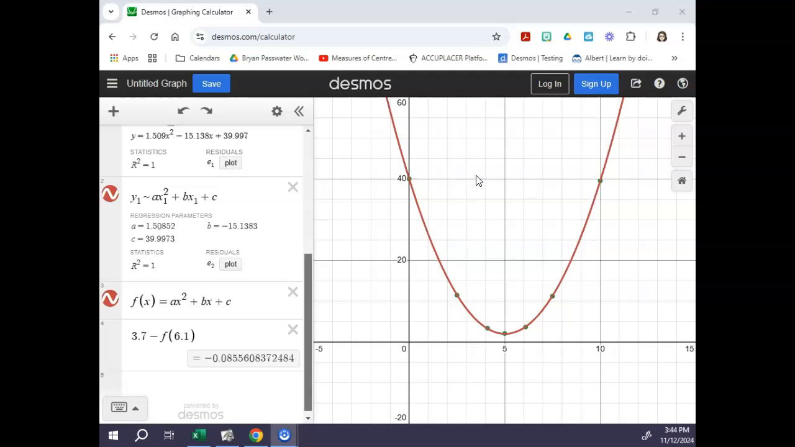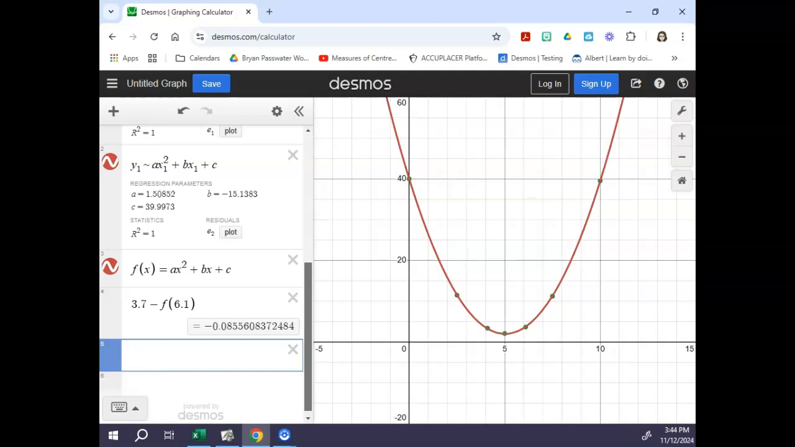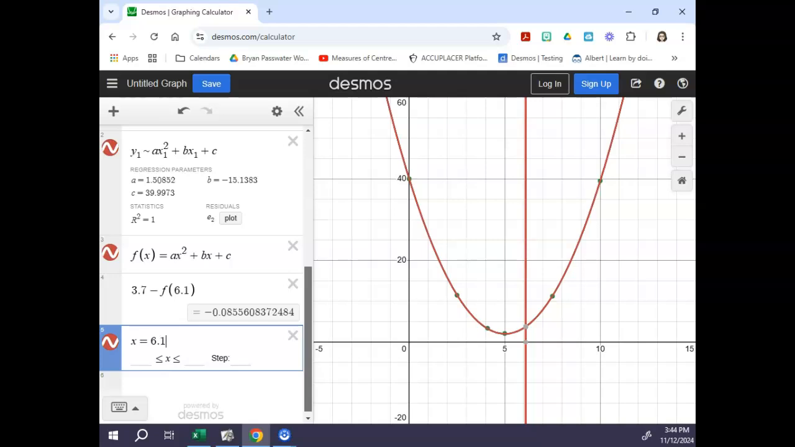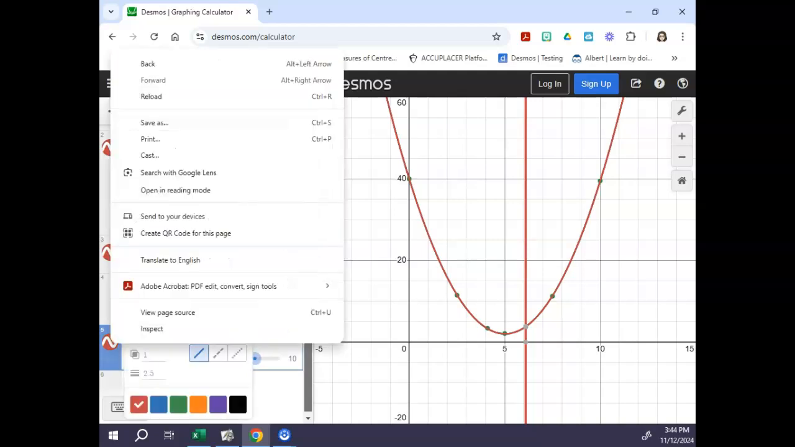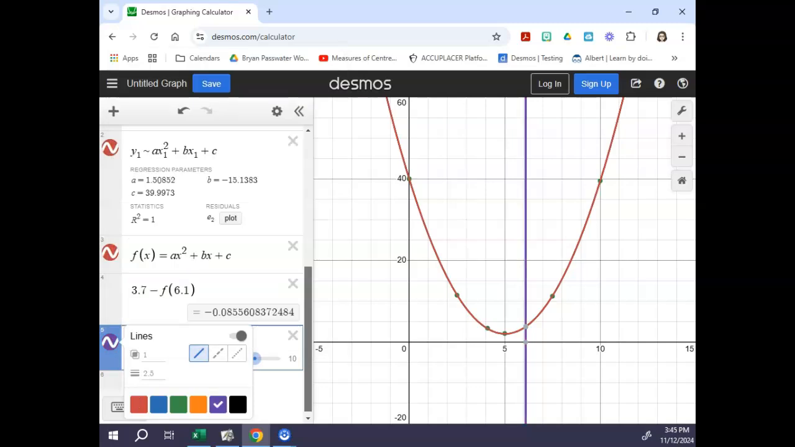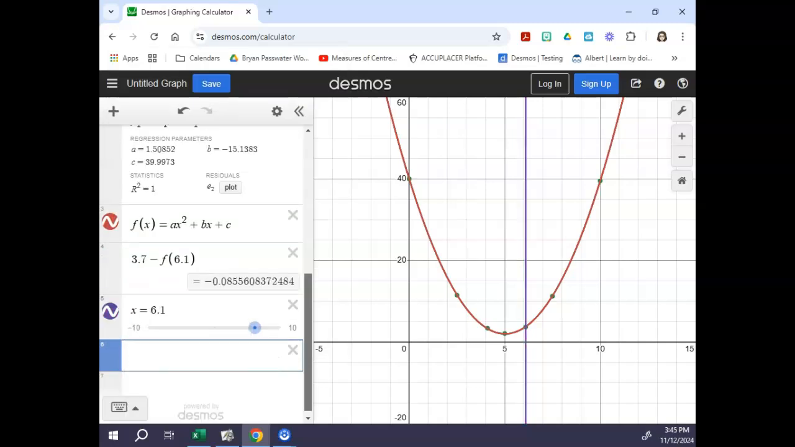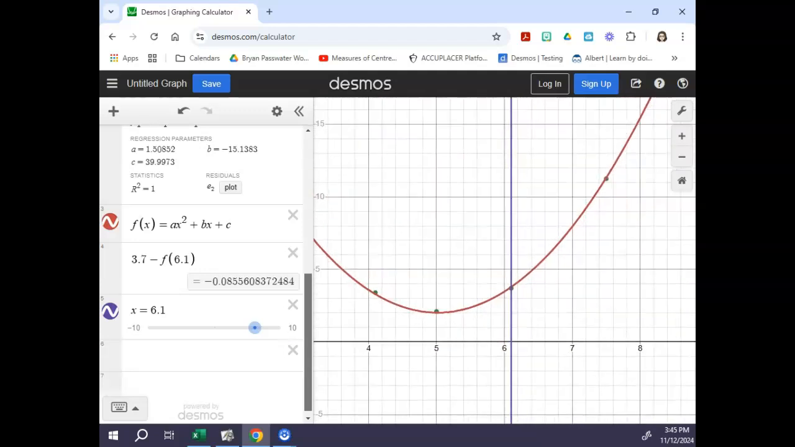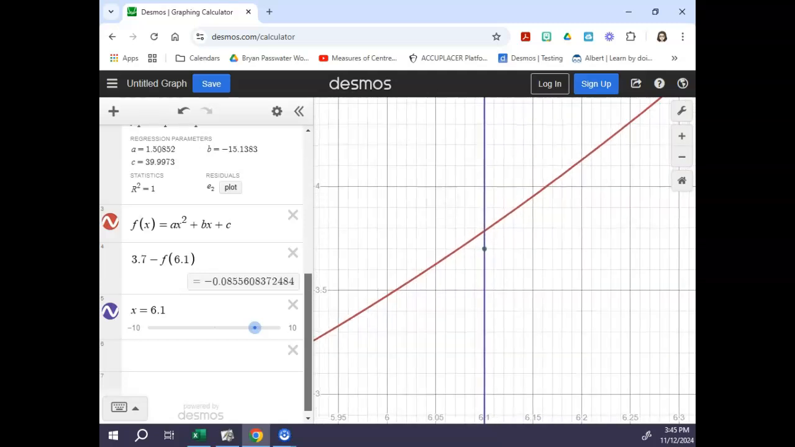Now let's revisit the x equals 6.1 thing that we did, okay? So if I have x equals 6.1, and I'm going to change that from red so I don't get confused about what I'm looking at. Let's make that purple, blue, whatever it is. Okay, so remember the problem was if I do this, I just get 3.7. But there's another option. You can zoom in, and if you zoom in and then you touch that, you see that 3.8755 number right there.